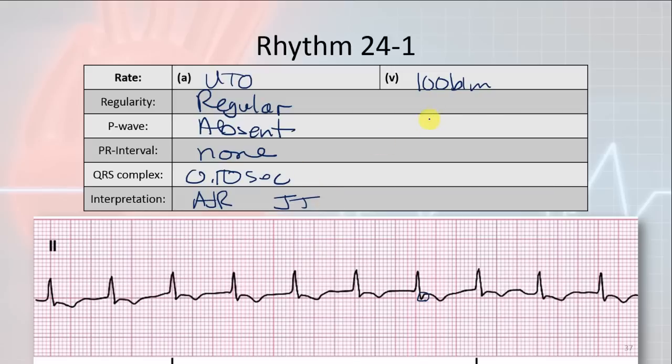If you did the actual calculation, though, you would have a 98 BPM, and in that case, it would be an accelerated junctional. I will tell you now, if you put 98 beats a minute and then put junctional tach, it will be marked wrong. But in this case, it would be fine.